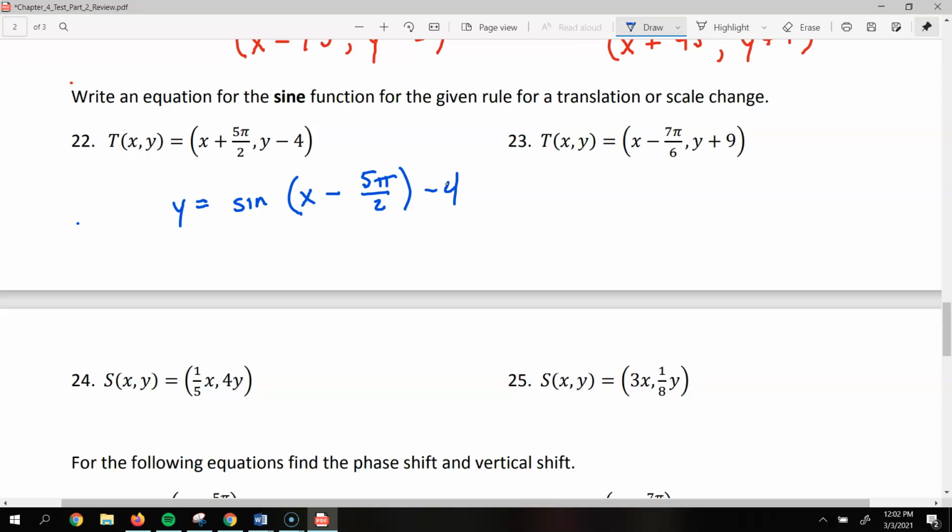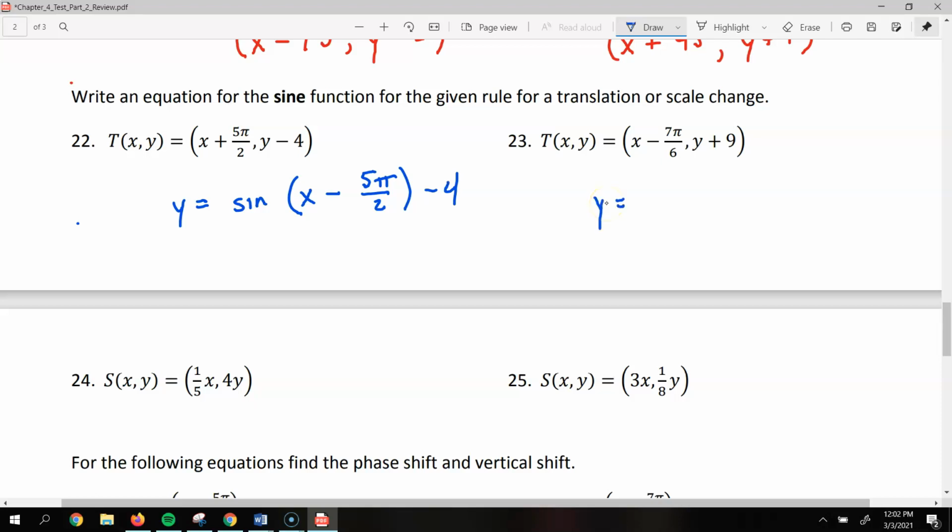So this means it's moving to the left 7 pi over 6 radians, and for the y's, it's exactly as we'd expect it, again. So it's moving up 9 units. So it's going to move to the left 7 pi over 6 radians, and it's going to move up 9 units. But when we go to an equation, we do the opposite for the x.